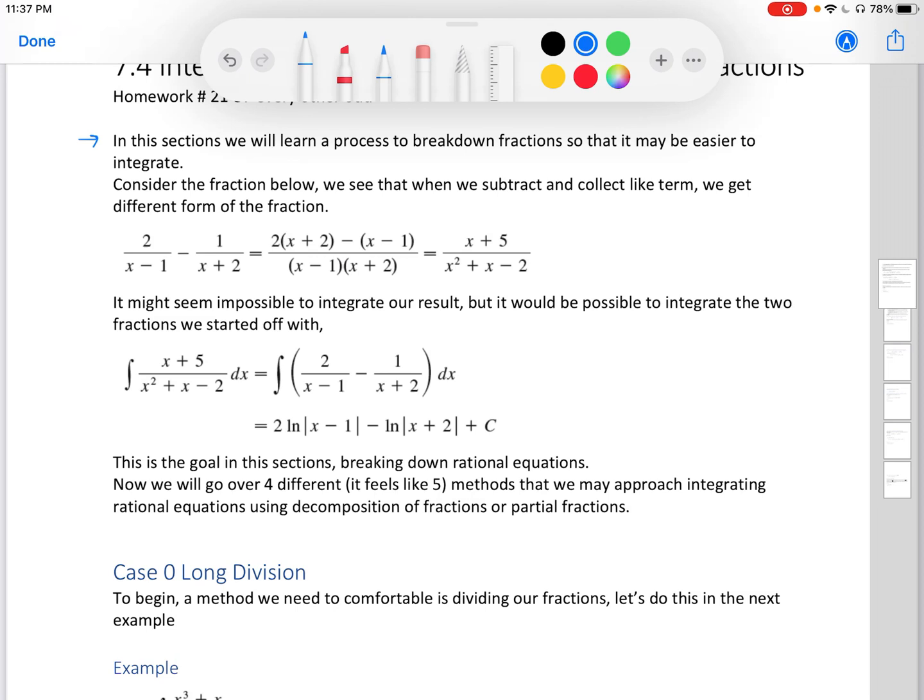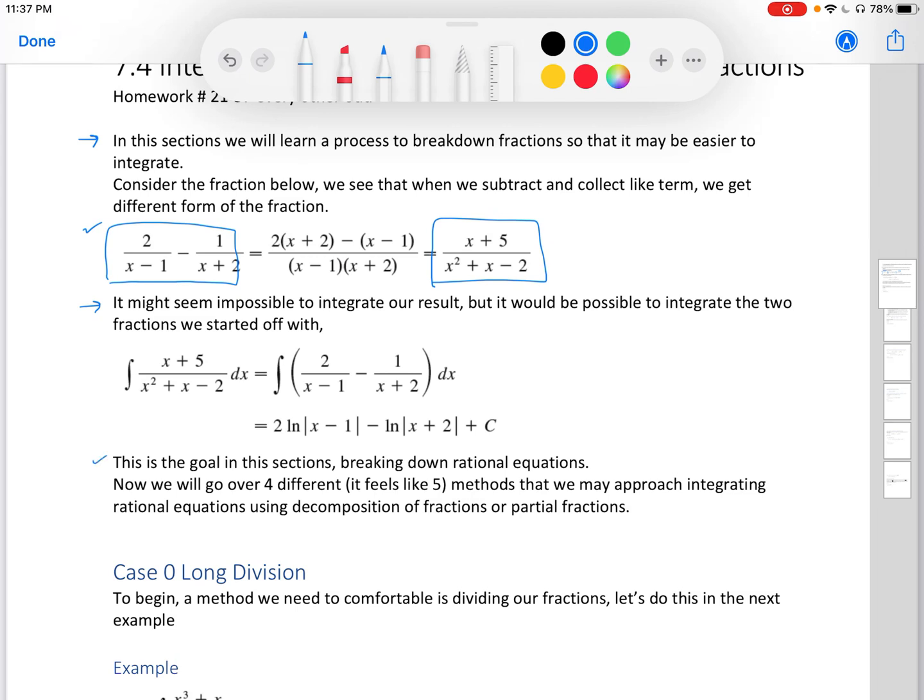We see that when we subtract and collect like terms, we get a different form of the fraction. So we're comparing these two forms of our fraction. Which one would you think is easier to integrate? Of course, this one, right? It might seem impossible to integrate our result, but it would be possible to integrate the two fractions we started off with.